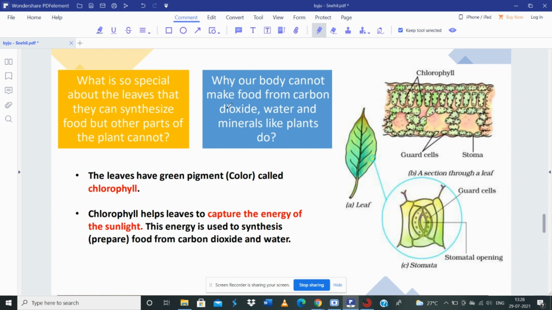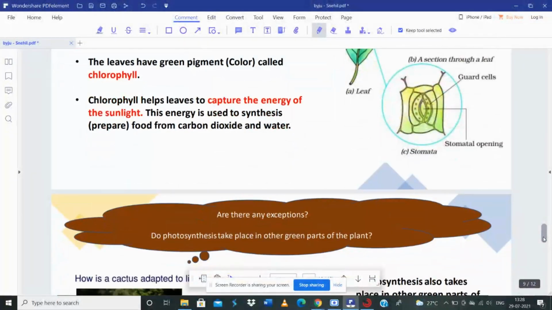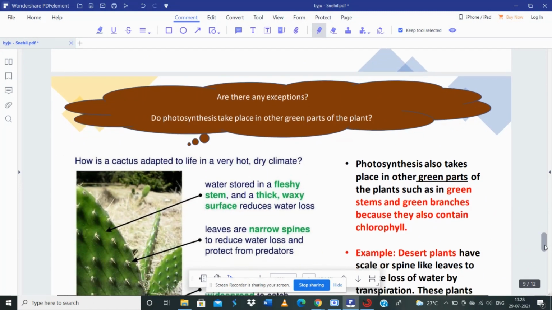In the same way, we humans might have carbon dioxide, water, and minerals around us, but we cannot prepare our food because we don't have chlorophyll. And if we don't have chlorophyll, ultimately we cannot capture the energy of the sunlight, and therefore we cannot prepare our own food. Okay, I hope this is clear now. But are there any exceptions?